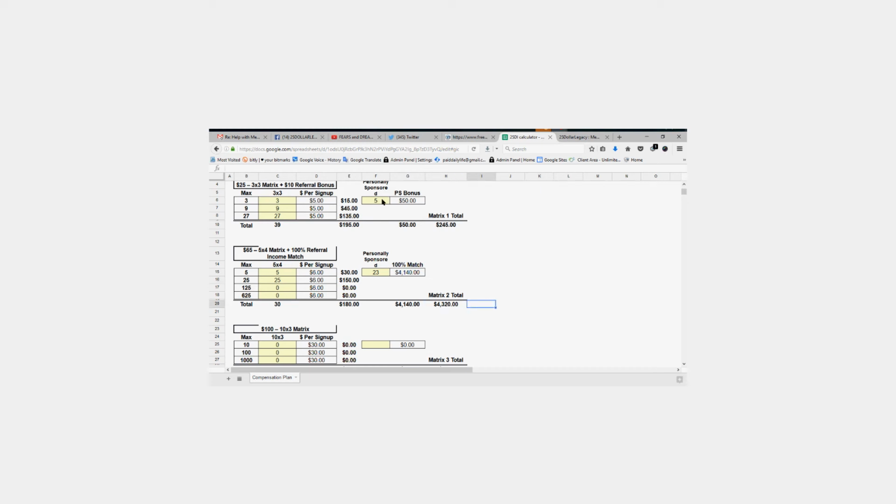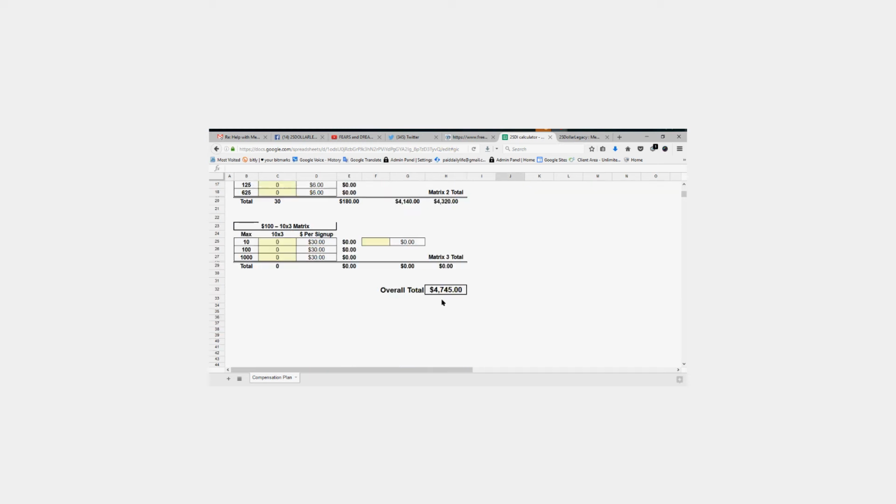Change matrix number 1 to 23 too. The sponsor. Oh, yes, that's right. My apologies. Good point, because there's more money there. That's $425 monthly you're making here. $4,000. That equals out to $4,745 every single month.